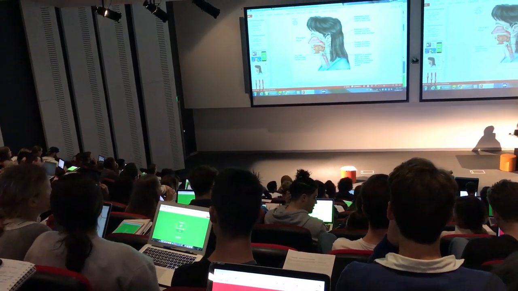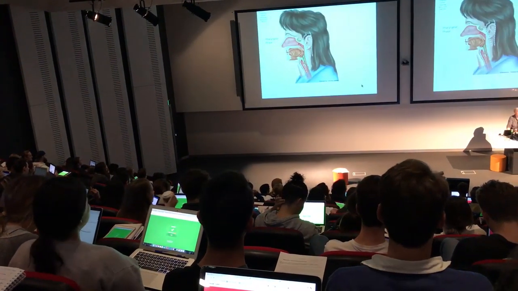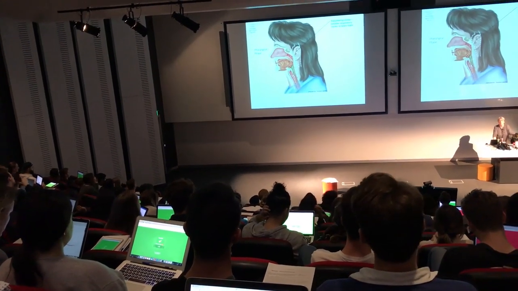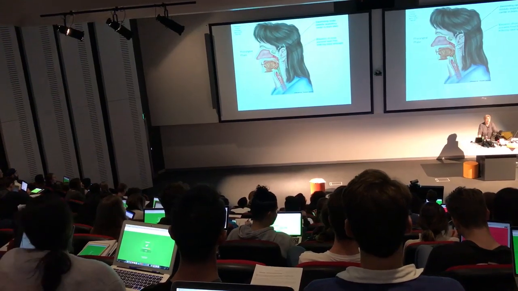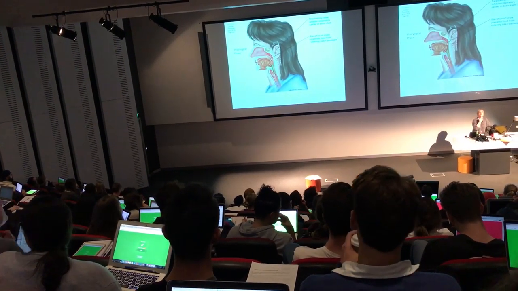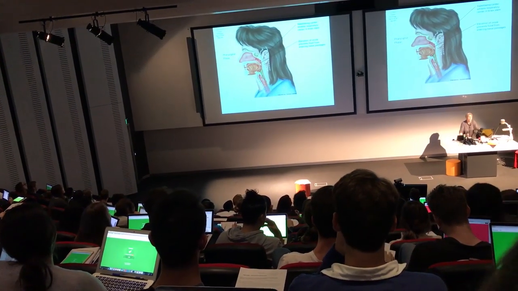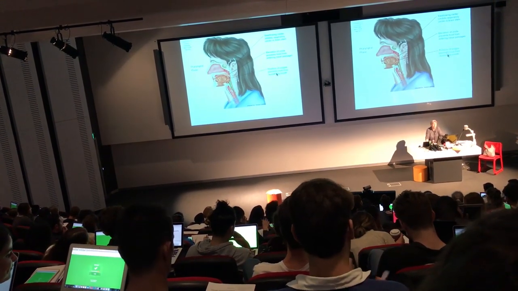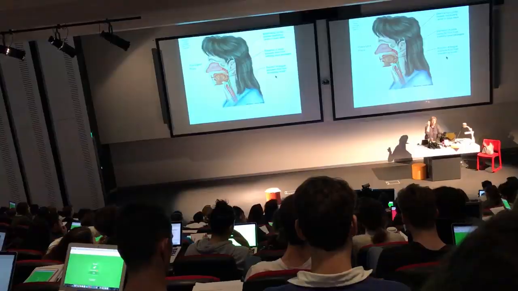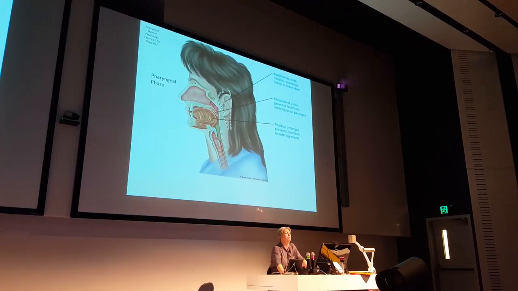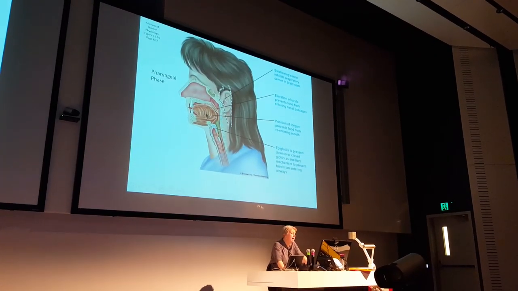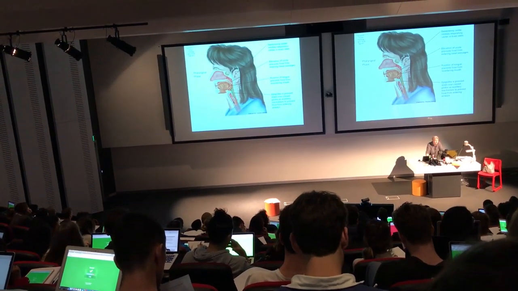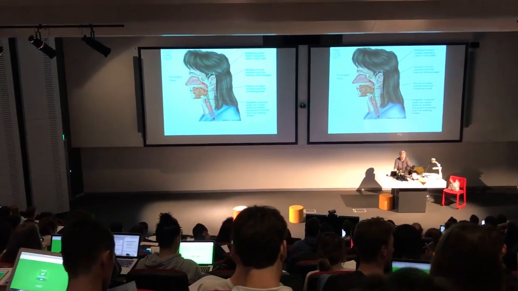Okay, so the pharyngeal phase. What happens in the pharyngeal phase? First thing, you stop breathing. Okay, very good thing to do when you are swallowing. The uvula, the little funny thing hanging down at the back of your throat, is elevated to stop the food entering your nasal passages. The tongue positions up to stop the food going back into the mouth, and the epiglottis is going to cover over the trachea so the food doesn't aspirate down into the lungs.